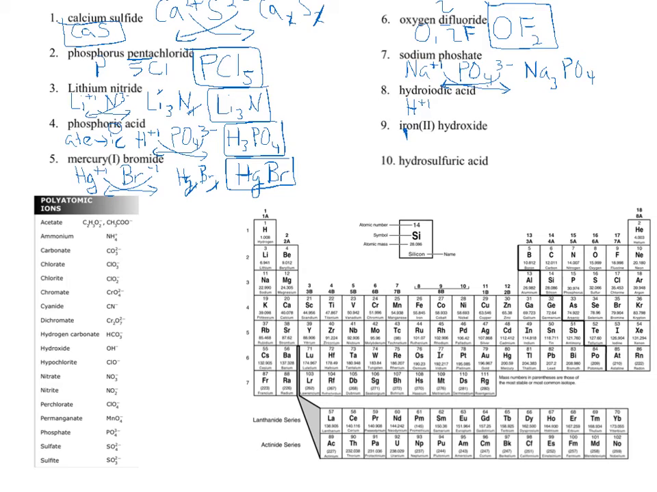And then iodine is in group 17. So iodine is going to have a -1 charge. And remember, it's -1 because group 17 is 7. It needs one more electron to be happy. So we crisscross these guys, and we get HI for our formula.